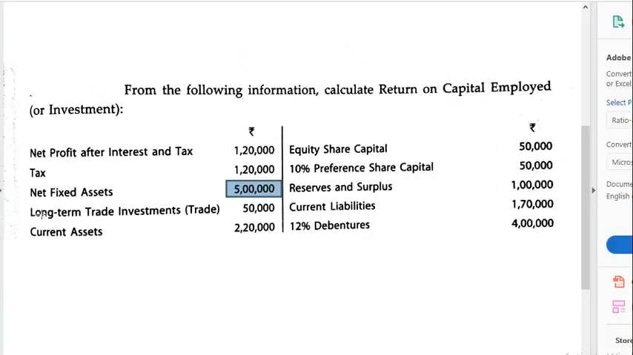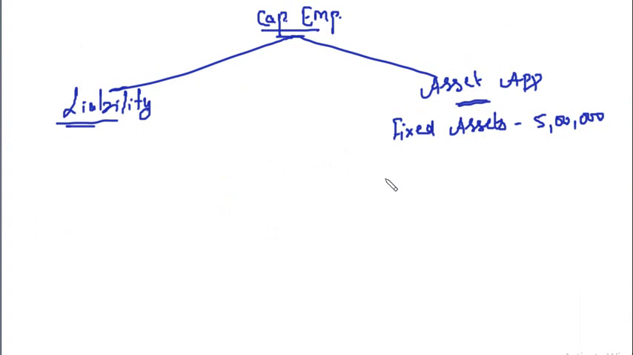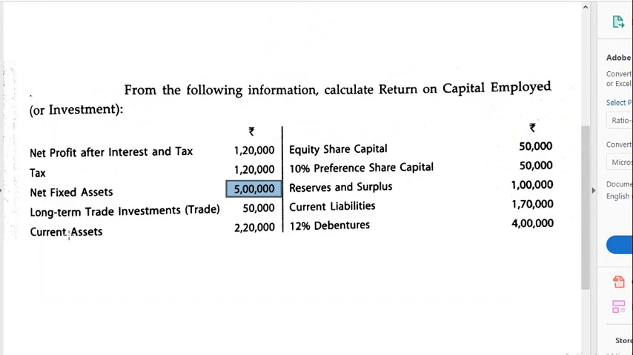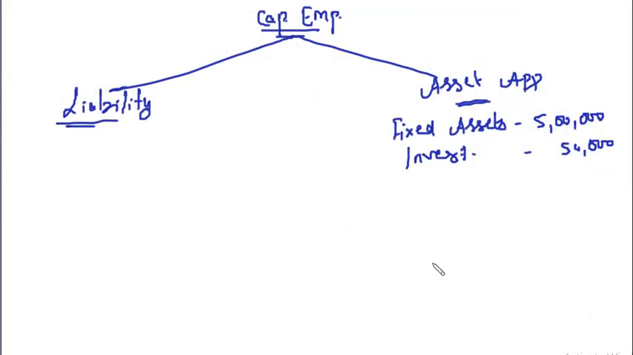Right? Long-term trade investments of 50,000. This will again come under asset approach. Investment of 50,000. Next, current assets of 2,20,000. Again, this will come under asset approach. Current assets of 2,20,000.